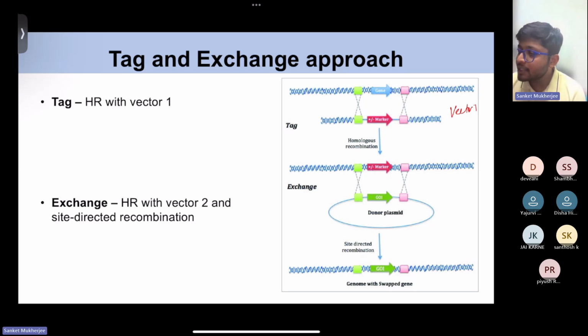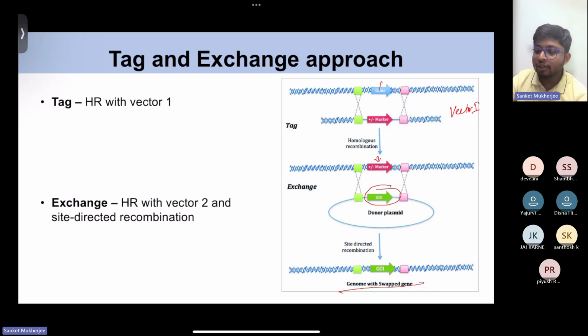Yeah, so there is replacement of the gene with the gene of interest. Then there is the vector 2, which will have again homologous recombination and site-directed. It will basically consist of the gene of interest. So this will again exchange with the previous one, and then we will have the genome swapping. So this is tag and exchange approach.